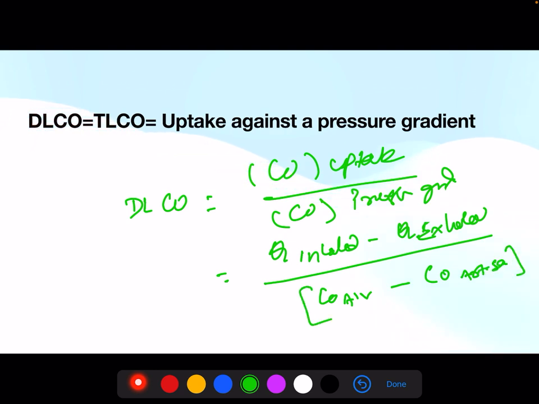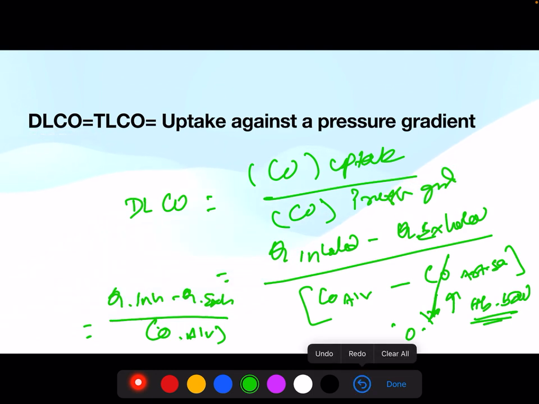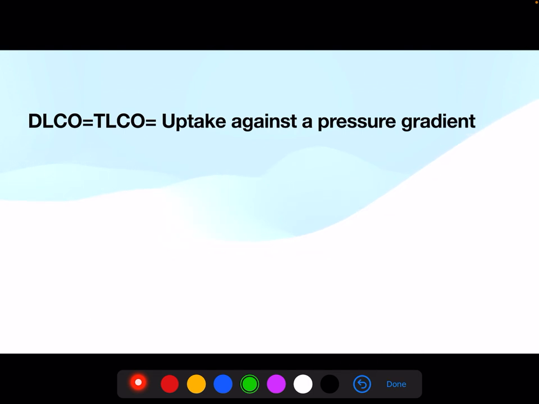As we know, carbon monoxide is almost 100% bound to hemoglobin, so the partial pressure of carbon monoxide in the blood is nearly zero. So this equation becomes quantity inhaled minus quantity exhaled divided by carbon monoxide concentration at the alveolar level, which we have supplied. So this is the basic equation. Now, what are the factors which determine the DLCO? What are the factors which affect this entity?